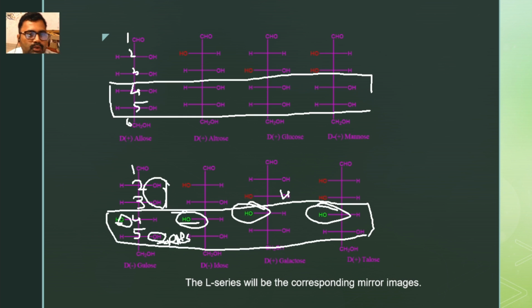So first, both OH groups on the right hand side, next the C2 OH group on the left hand side, next the C3 OH group on the left hand side, and the fourth one, both OH groups, that is C2 and C3, both on the left hand side. Okay, but while remembering this, this series should be remembered: allose, altrose, glucose, mannose, gulose, idose, galactose and talose.